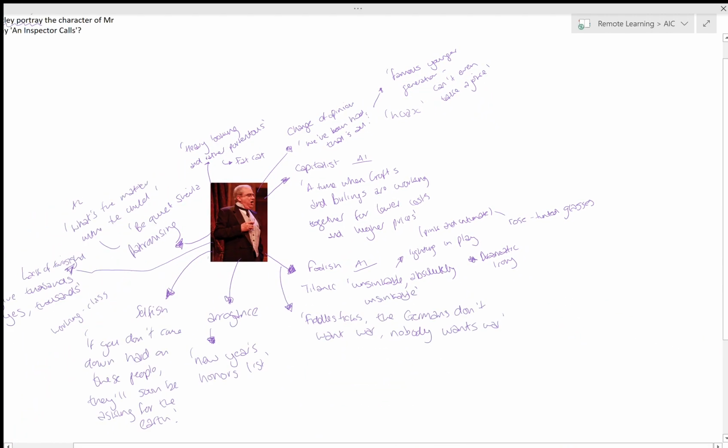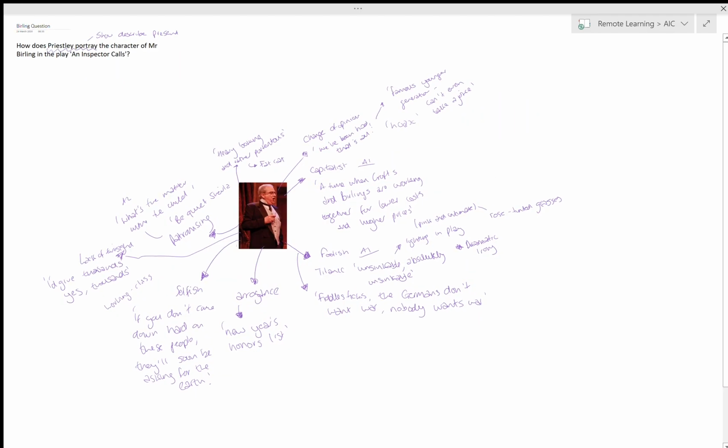Okay, so that is my little mind map on Mr Birling. Hopefully you found that informative. Apologies that I'm not the best at creating something that looks lovely and wonderful and tidy. I'm sure many are much better at that than I.